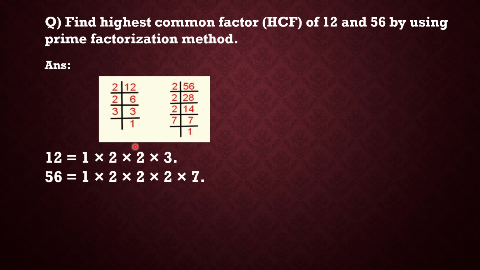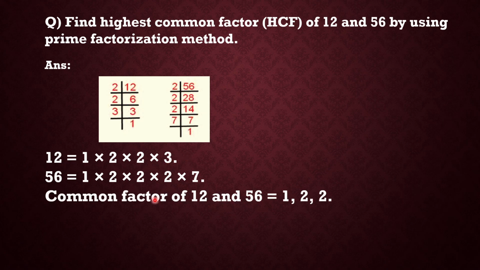So here I have listed the prime factors, and here we are going to see the common factors. Common factors are nothing but the factors which are common in both cases. Here 1, 2, 2, that's it. Because 3 is here, we don't have any 3 over here, and here 7, we don't have 7, so we'll not take it. So the common factors of 12 and 56 will be 1, 2, 2.